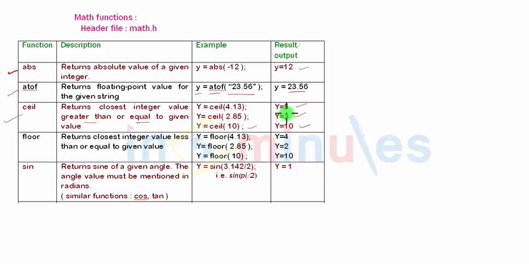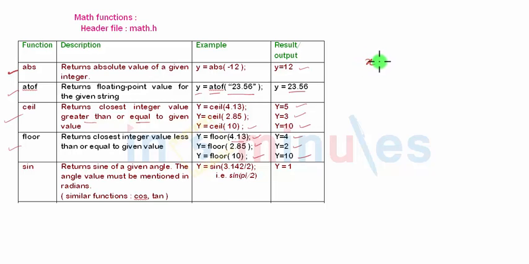In the same way, a function called floor is like flooring. It takes the value downward. It returns the closest integer value less than or equal to the given value. So for 4.13 it will give me answer as 4 because the closest lower integer for 4.13 is 4. Same way floor of 2.85 will give me 2 because the closest lower integer for 2.85 is 2. And for 10 it will give me same value 10 because for a round figure it doesn't do any conversion.